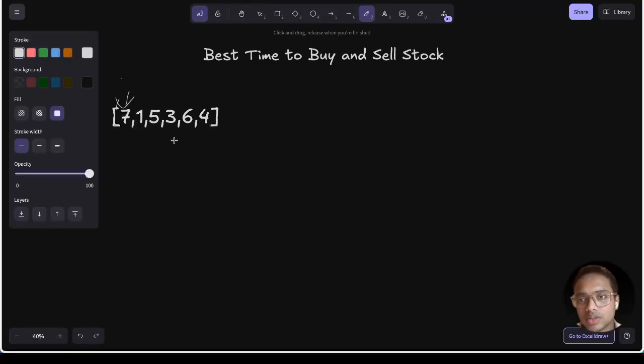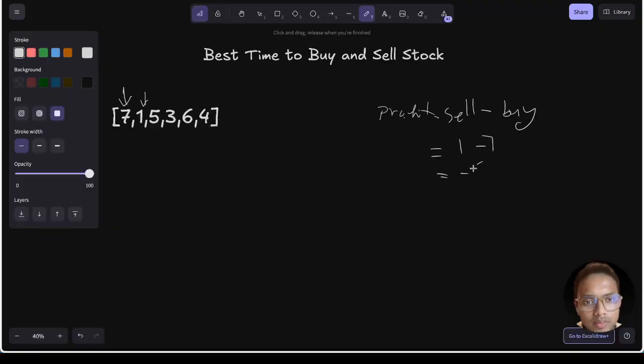So how can you do it? Your profit will be your selling price minus your buying price. For example, you buy at 7 and you sell at 1. Your profit will be 1 minus 7, which is equal to minus 6. That means you are in loss, and no one wants a loss in the stock market, right?